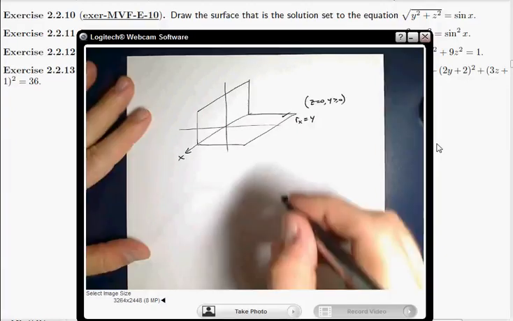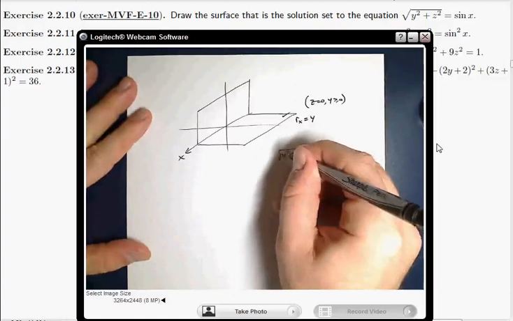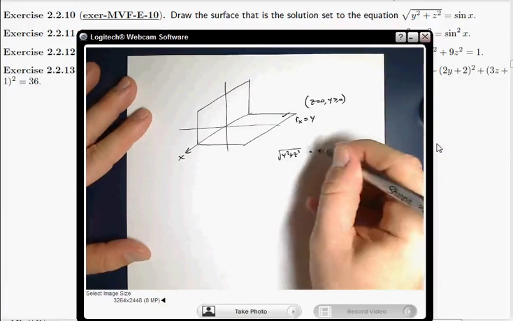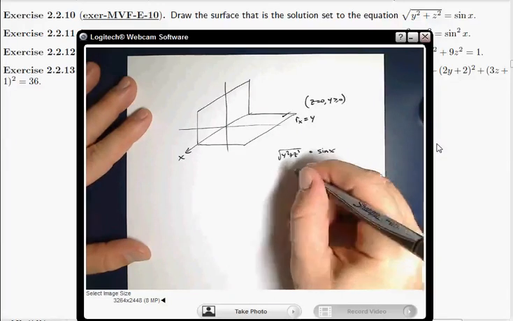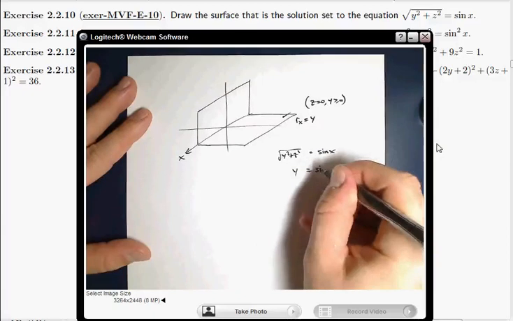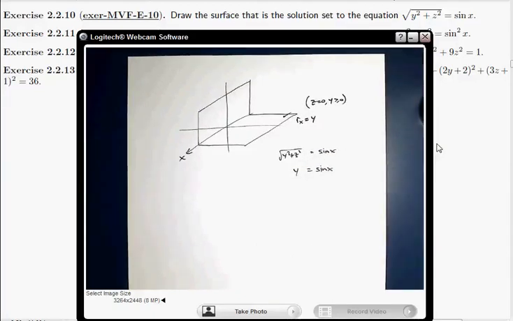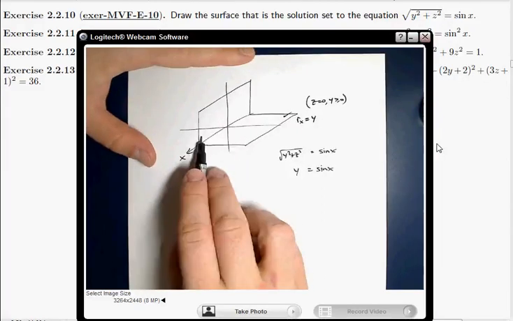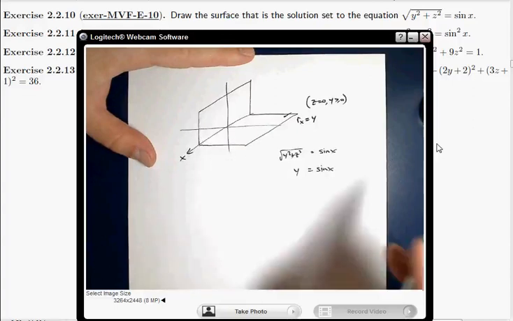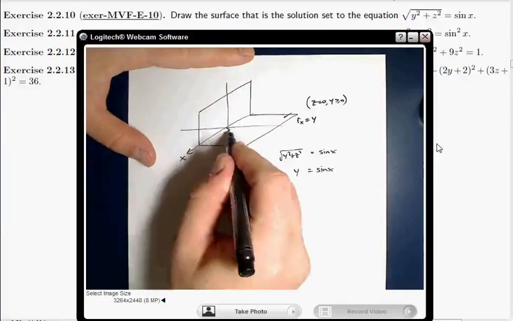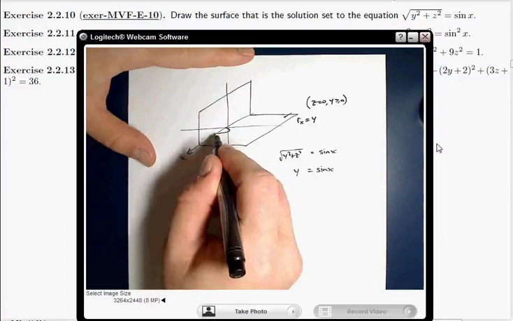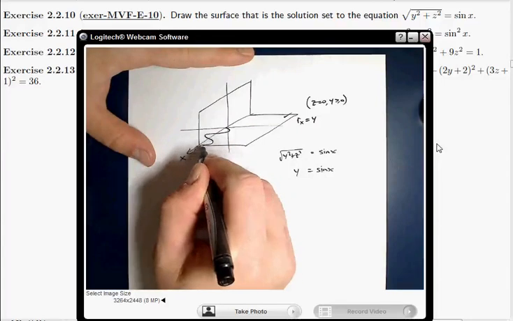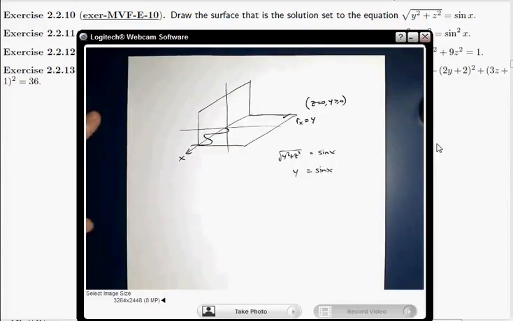Okay, so that means that our equation, square root of y squared plus z squared equals sine x, becomes just y equals sine x. And y equals sine x is not a bad thing to draw. What's challenging is to draw it in this plane, which is at an angle, right? So it's a little bit hard to, I guess I'll go ahead and draw the whole thing. Kind of like that. And there's y equals sine x.